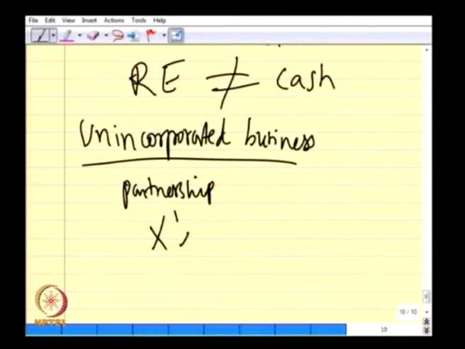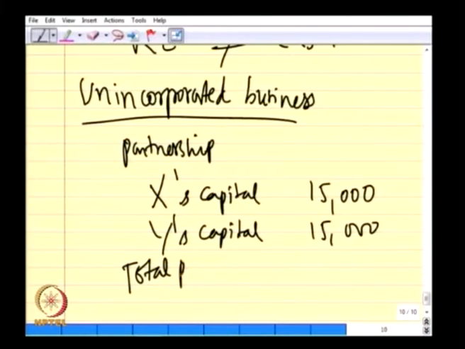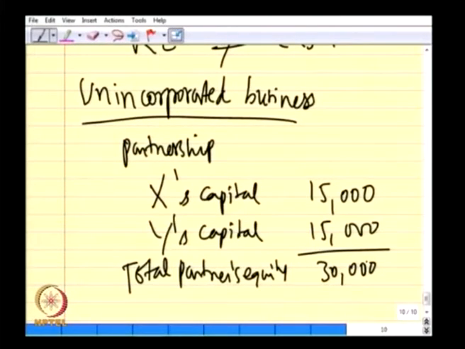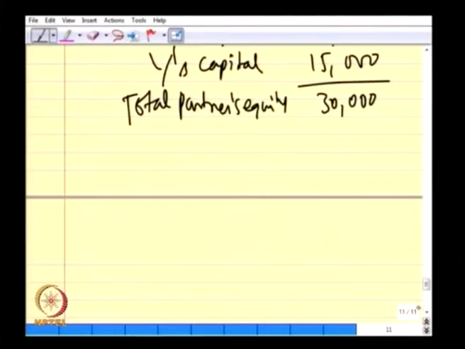So, X's capital, let us say they are equal partners, 15,000, Y's capital 15,000. Total partners equity 30,000. Partners equity will also increase or decrease based on his or her share of the entity's earnings during that period.